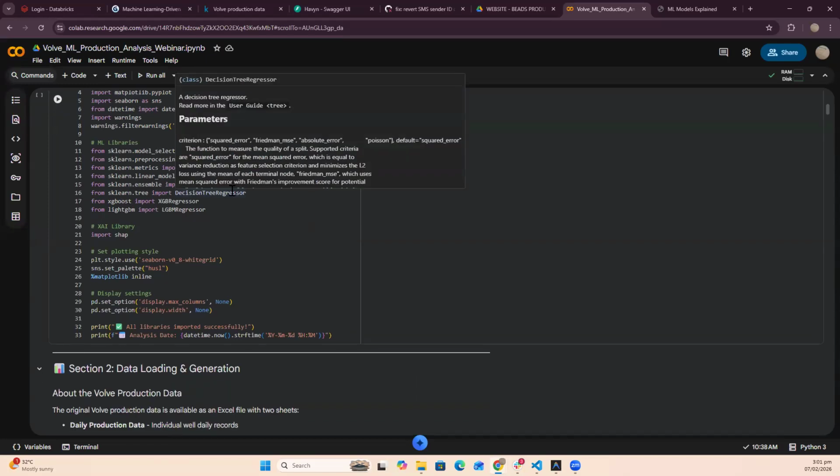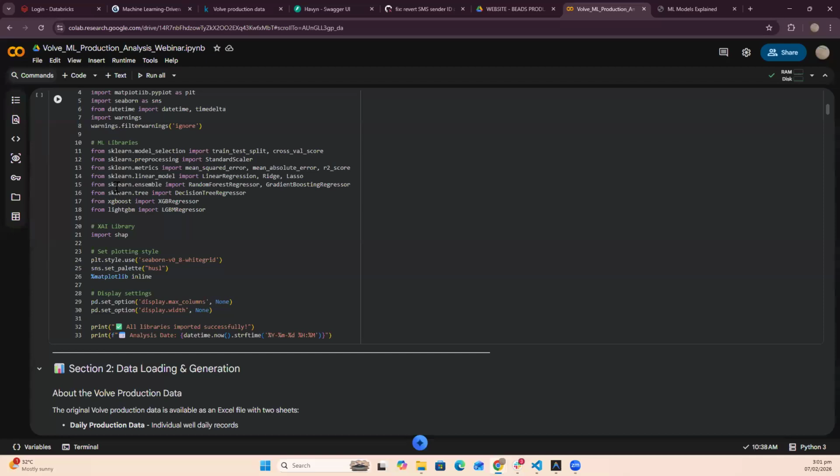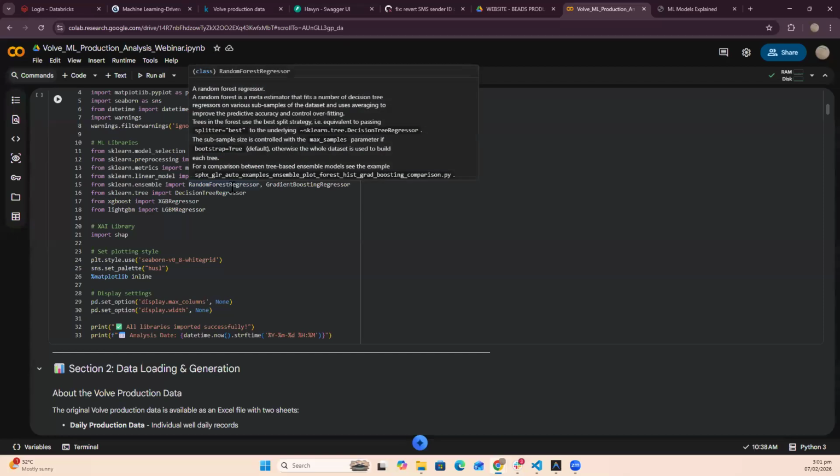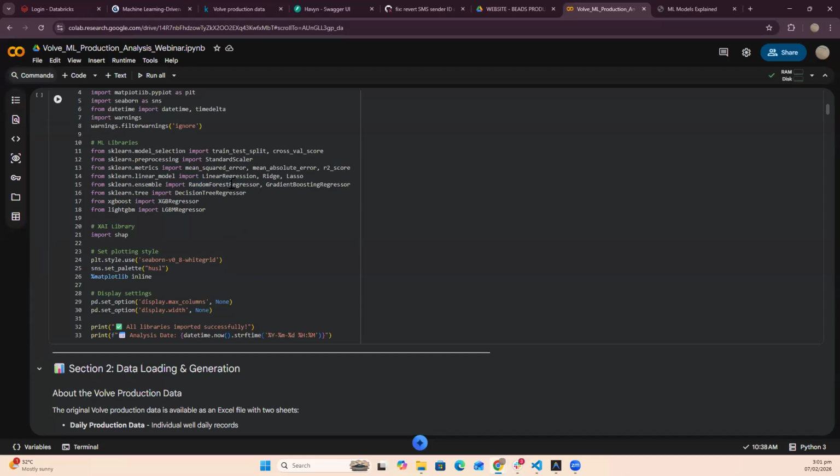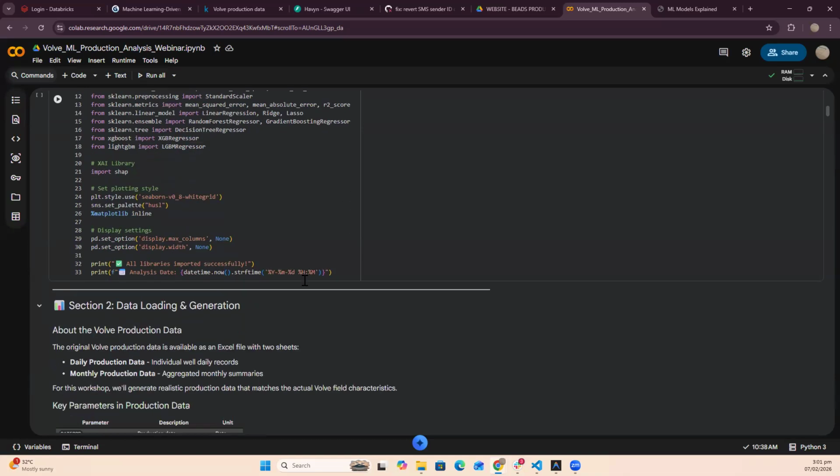Now we have a library called scikit-learn. With scikit-learn, that's where we are going to get all the models that we made mention of, so we don't have to code them from scratch. We are going to get all these models from scikit-learn. The models we are going to use are random forest, linear regression, decision tree, and XGBoost.